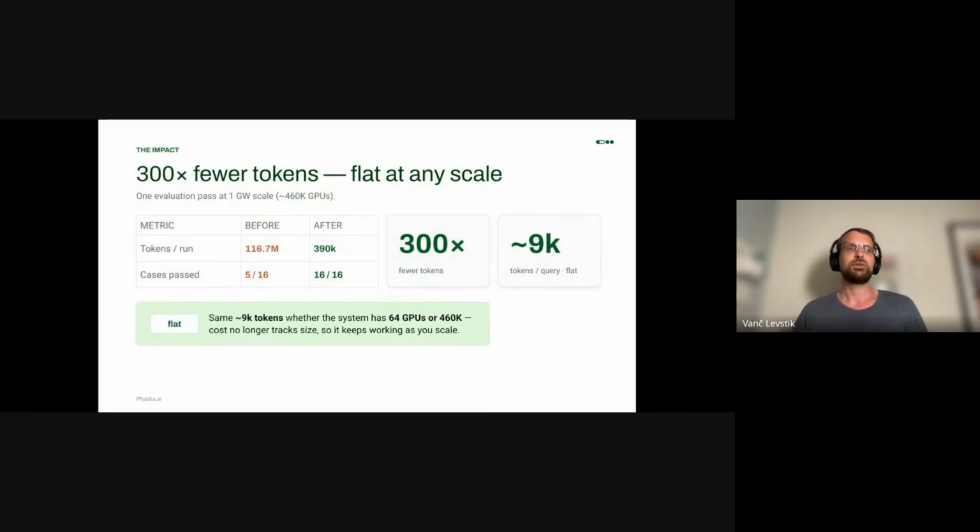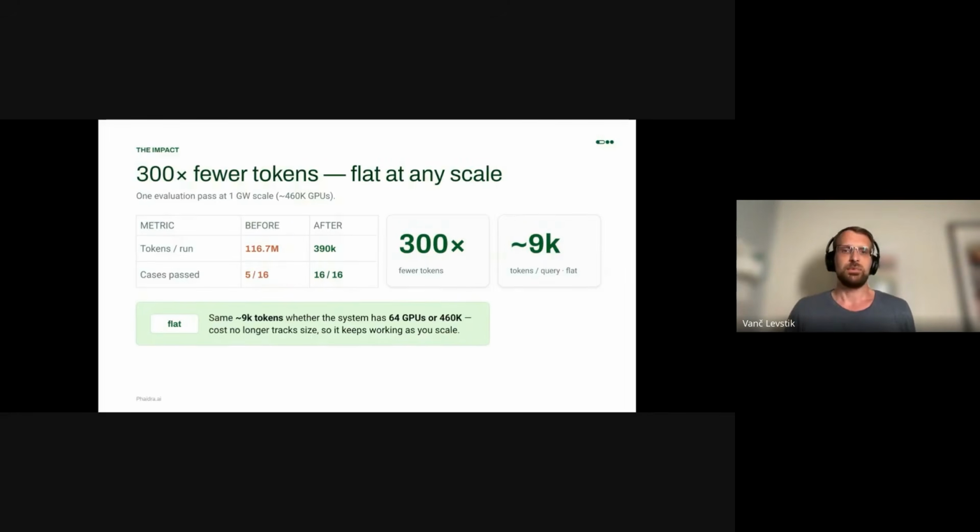And not just correctness, it's also dramatically lighter. So when we talk about a 1 gigawatt scale data center, the old approach burned 116 million tokens for just a single evaluation pass, while still having a lot of errors. If you look at the new one, it's 390,000 tokens, which comes to around 300 times fewer tokens.